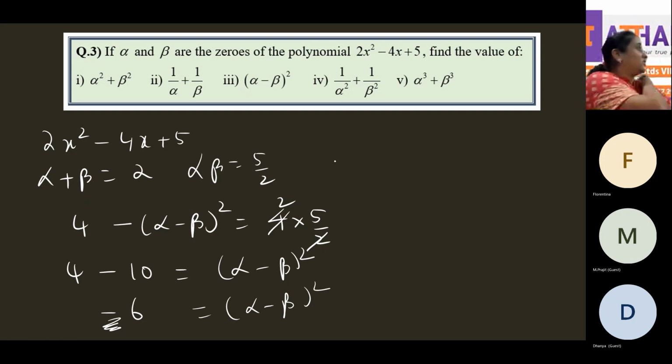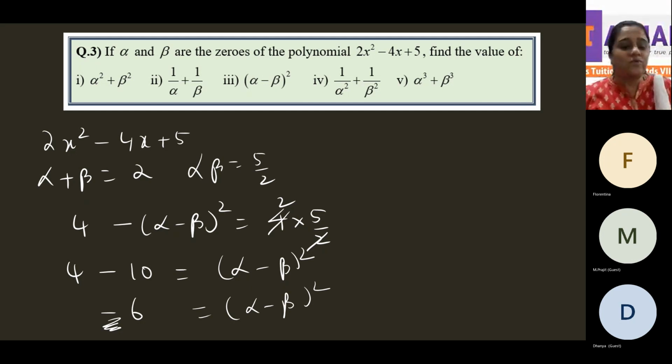What is in this identity, children? We have alpha plus beta, we have alpha minus beta and alpha beta. And you know the value of alpha plus beta. You know the value of alpha beta. So you can find alpha minus beta. We're getting a negative value, I'm saying. So there should be some problem with the question. Well, typing probably went wrong.